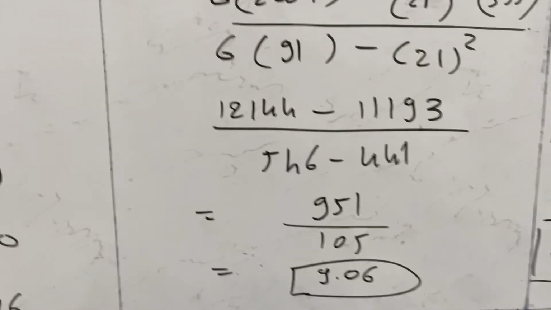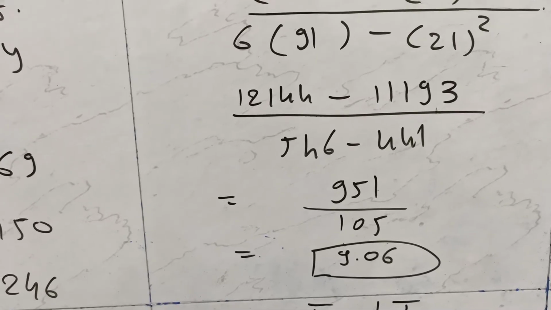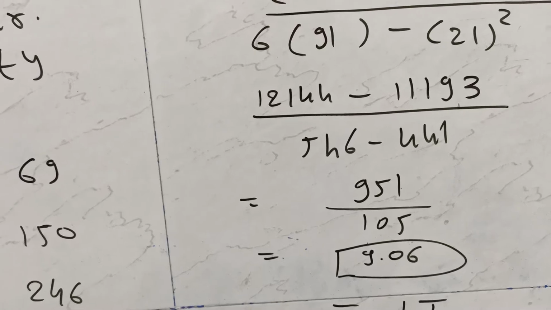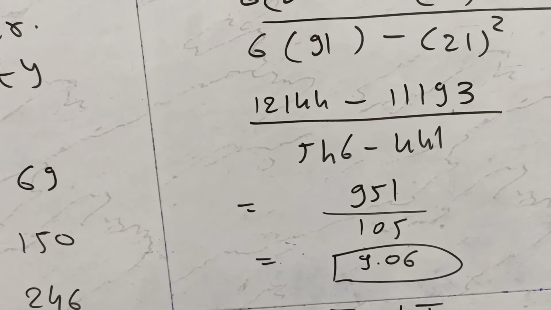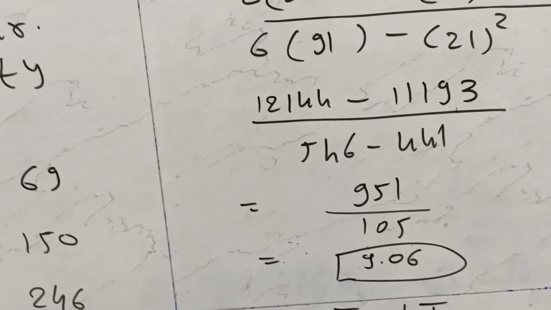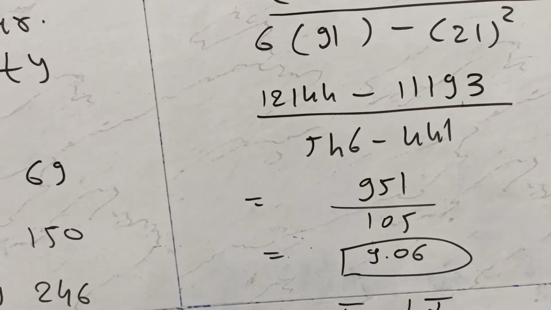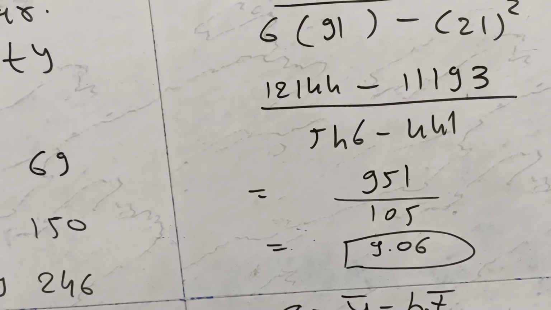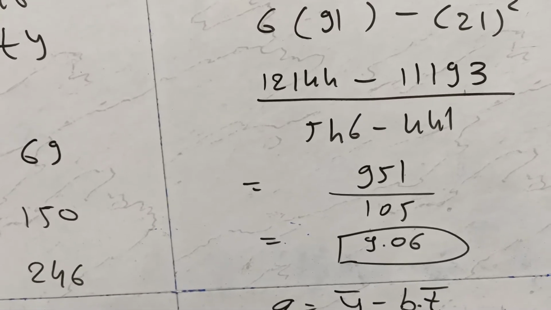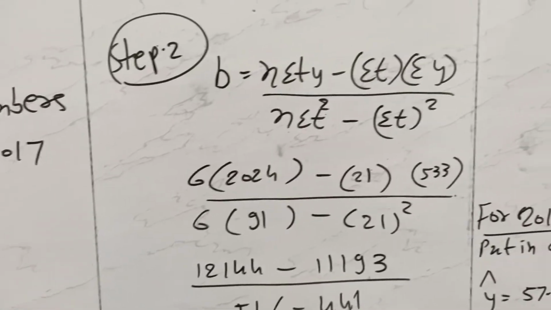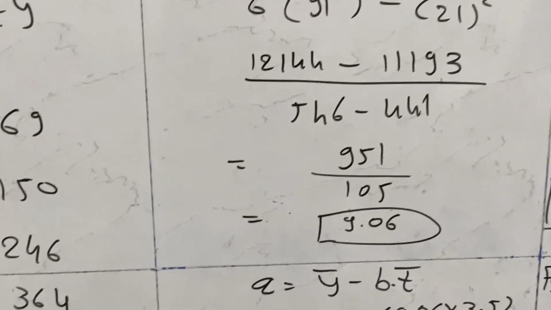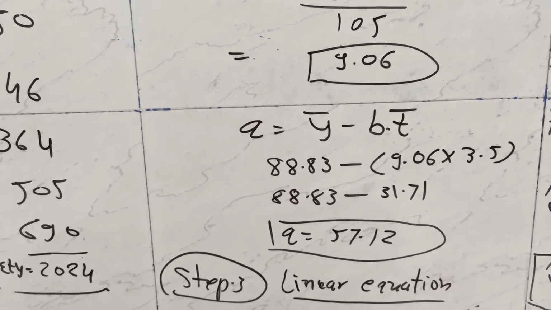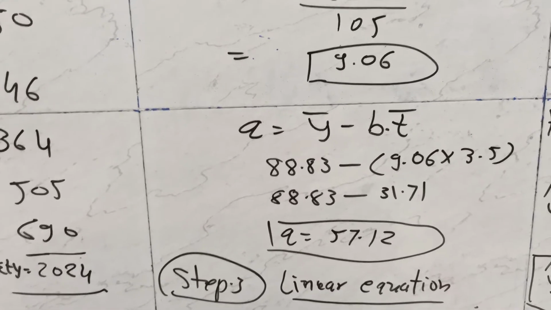Now subtraction: 12,144 minus 11,193 is equal to 951, and in the denominator 546 minus 441 equal to 105. Now doing division, 951 divided by 105 equal to 9.06 is the value of b. After finding the value of b in this manner, now find the value of a. A is equal to y bar minus b into t bar.